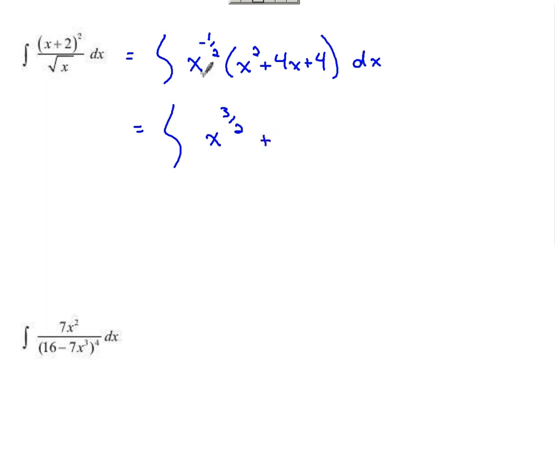Plus x to the negative 1/2 times 4x. That's a 4x to the first, so it's negative 1/2 plus 1. Your power would be 1/2. And then x to the negative 1/2 times that plus 4 is just plus 4x to the negative 1/2.